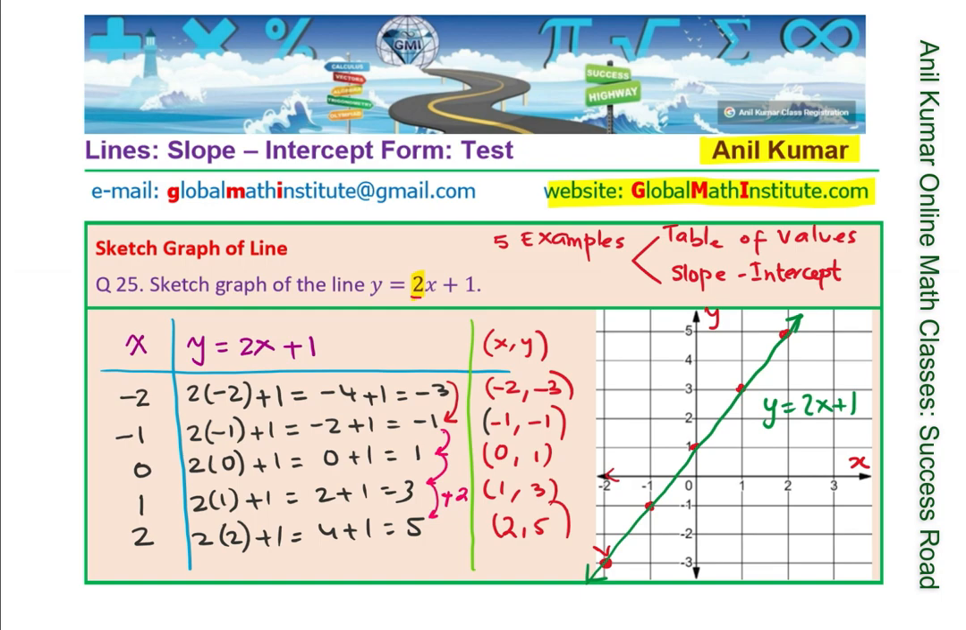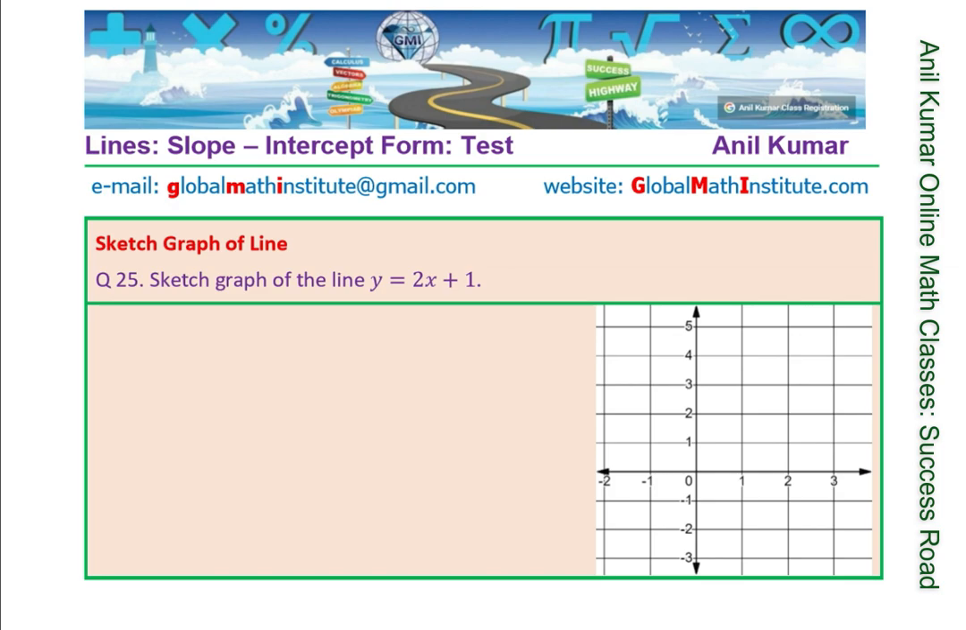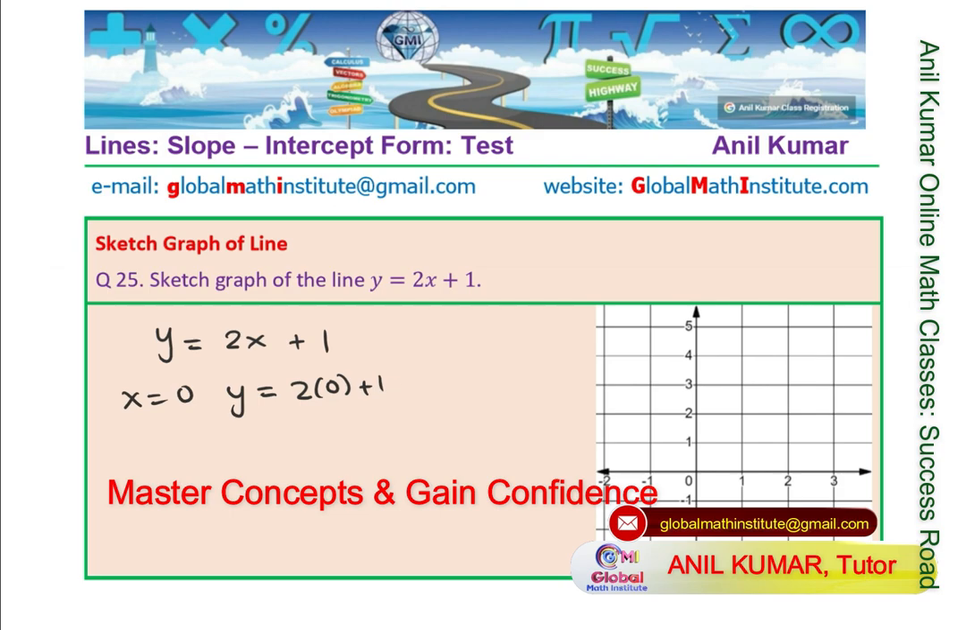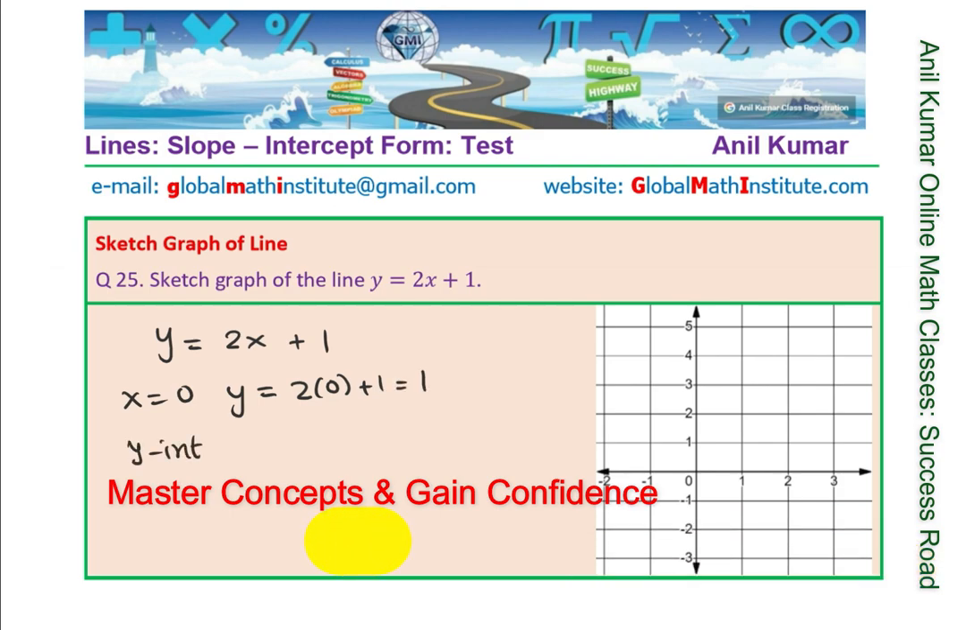Now let us see how do we sketch this graph by using the equation itself. See, the equation is given to us as y equals to 2x plus 1. Now, if x equals to 0, in that case y is equals to 2 times 0 plus 1, which is 1. We call this point as a y-intercept.